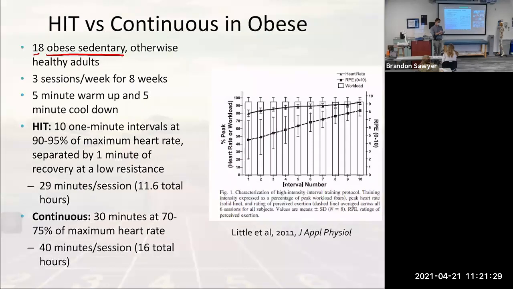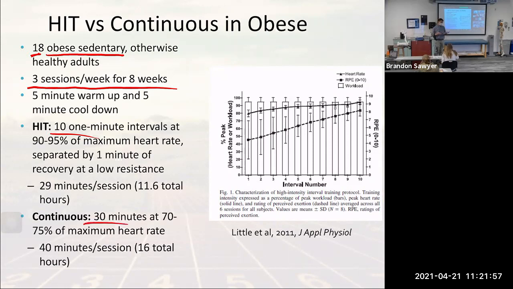Okay, so we had 18 that actually finished the study. They did three sessions a week of exercise for 8 weeks. Okay, half of them were in the HIIT group, half of them were in the continuous group. So the HIIT group looked like 10 one-minute intervals of getting their heart rate up to 90 to 95% of max for a minute. Okay, and so they go up for a minute, and then they kind of cruise for a minute, go back up for a minute, kind of cruise for a minute. So 10 rounds of that for each session.